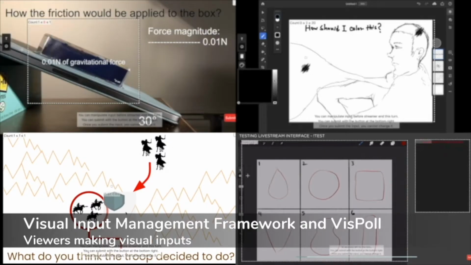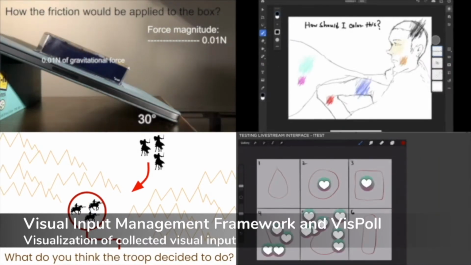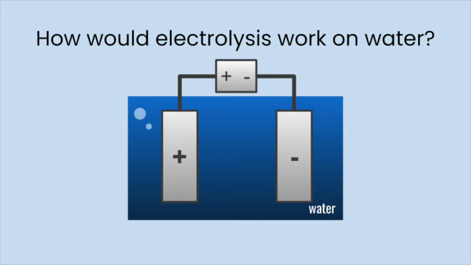In this work, we introduce the Visual Input Management Framework and VisPol, a system built out of the framework. Our framework and VisPol help streamers to understand many visual inputs from viewers, without losing the expressiveness and versatility of visual viewer interactions. First, let us show some of the use cases.